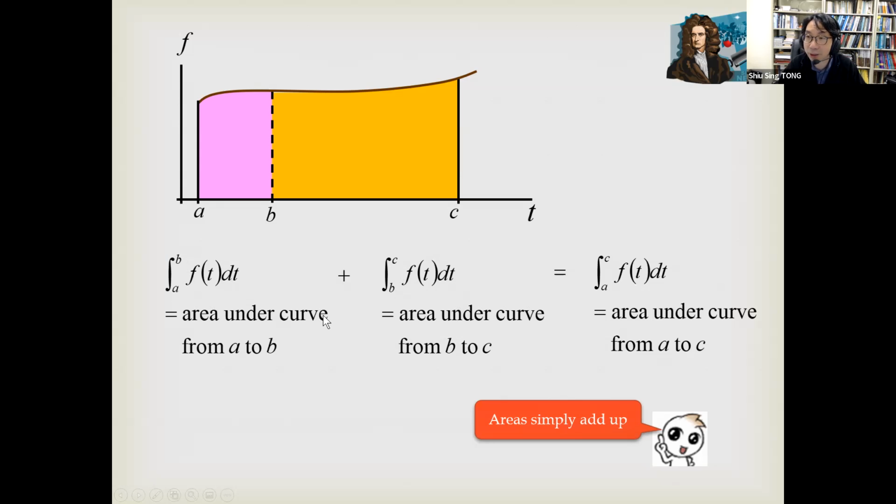The b seems to be cancelled because you just follow the first integral up to b, and then the second integral just follows the integration from b to c. So the b doesn't matter when the two sum up. It's simply an integral going from a to c. So that means the areas simply add up.